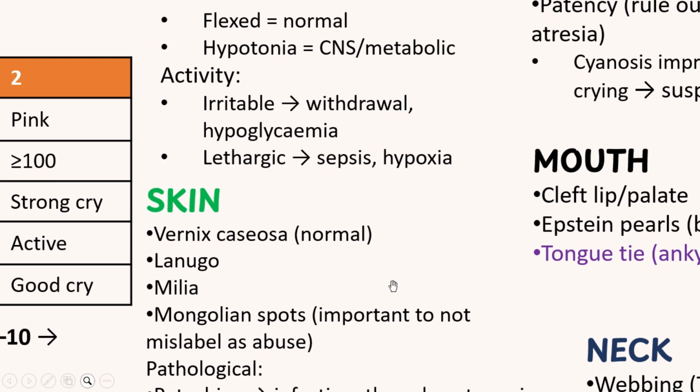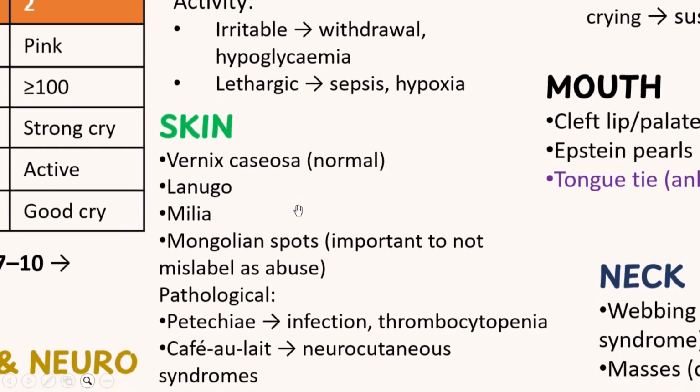So when you look at the skin of the baby, most of the time we have the vernix caseosa, which is that slippery jelly-like thing that is on the baby, and this is very important.